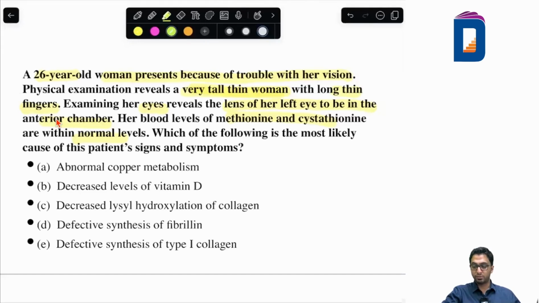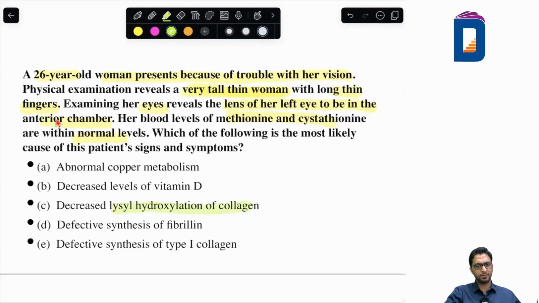When I'm saying D, don't jump onto GD. Wait. Connect the option. Copper metabolism, definitely not very severe. It will not lead to some lens problems and all. Vitamin D, again, there is no problem. Lysyl hydroxylase, decreased lysyl hydroxylation of collagen.